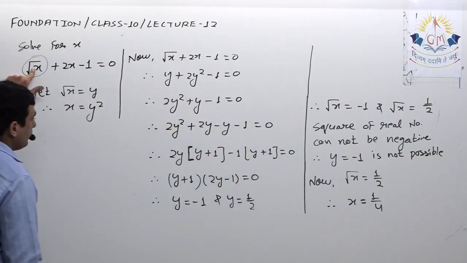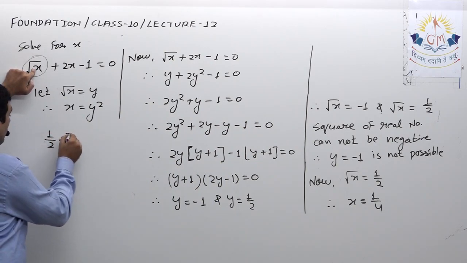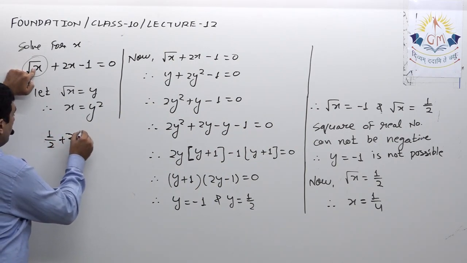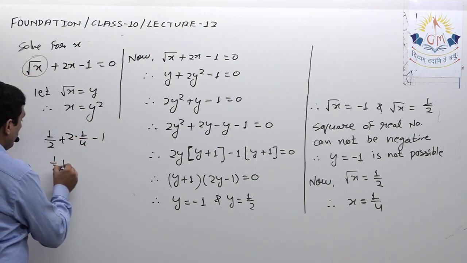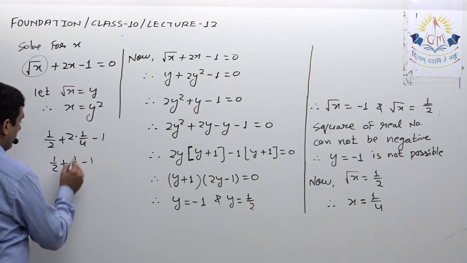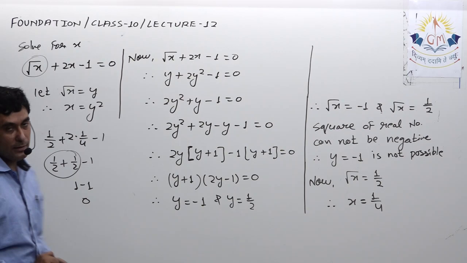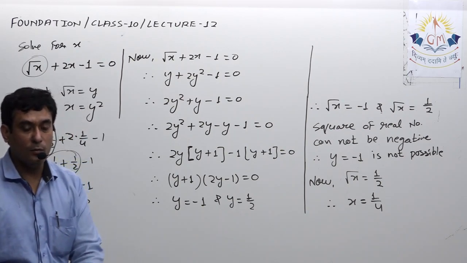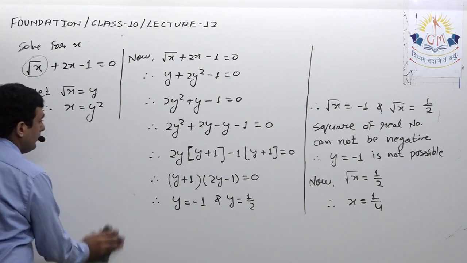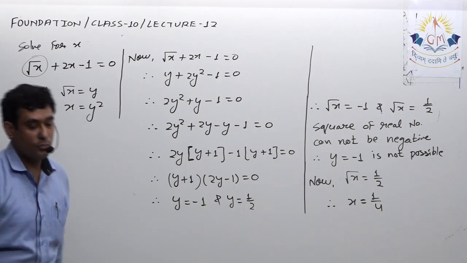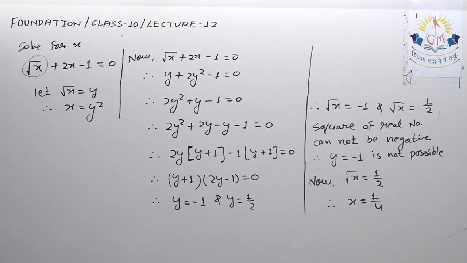See, x equal to 1 by 4, so this will become 1 by 2 plus 2 into 1 by 4 minus 1. So 1 by 2 plus 1 by 2 minus 1. 1 by 2 plus 1 by 2 is 1. 1 minus 1 is 0. Yes, here left hand side and right hand side are equal. So over here the value of x is 1 by 4. So please note it down, then we'll see the next question.